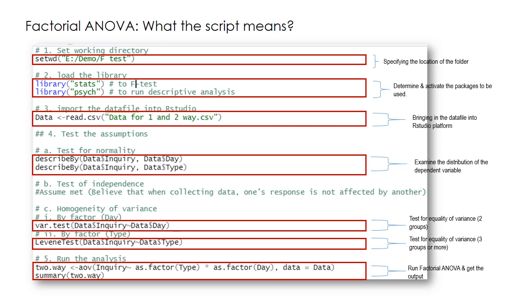Then in parentheses, inquiry as a function of factor type, an asterisk, and factor day. So what we are trying to say is, examine the effect of the type factor and the day factor on the inquiry. Where do I get all this information about day, type and inquiry? From my data set, so the data comes from my data. Then you close the parenthesis. Once it runs the function, when you type summary twoway, you will get the results.